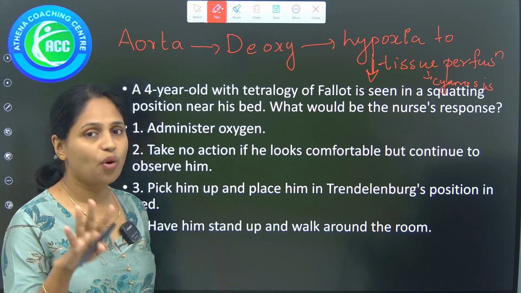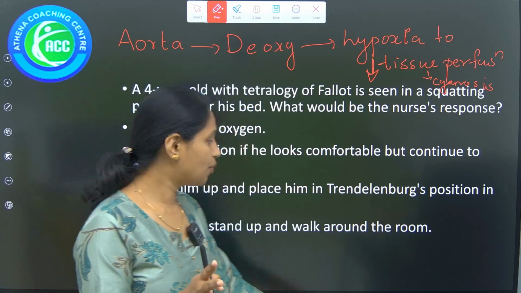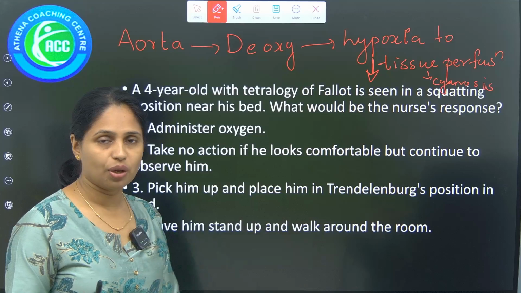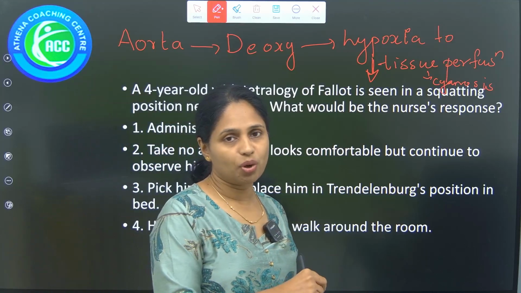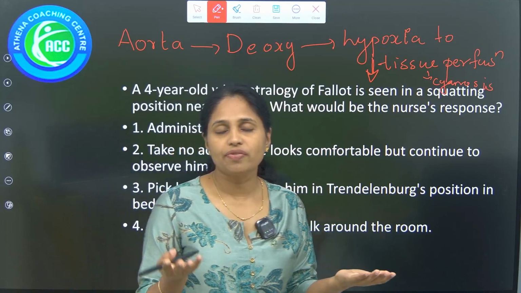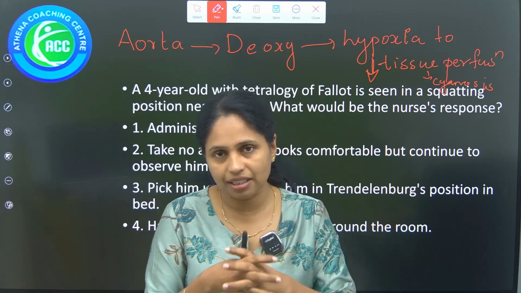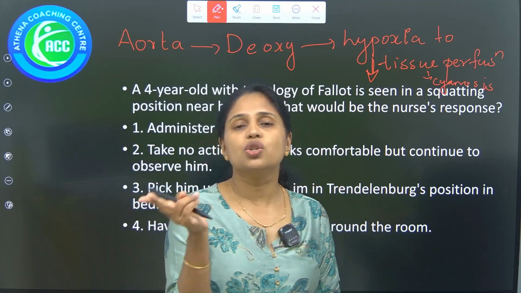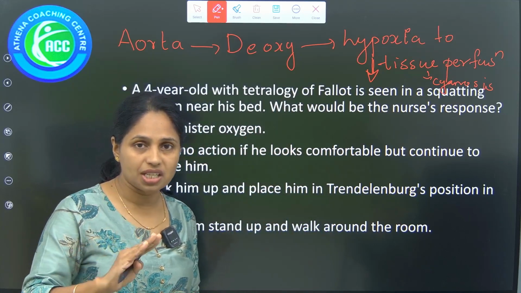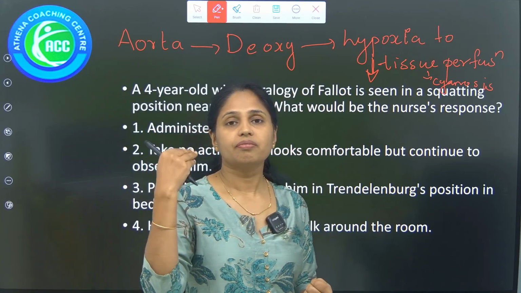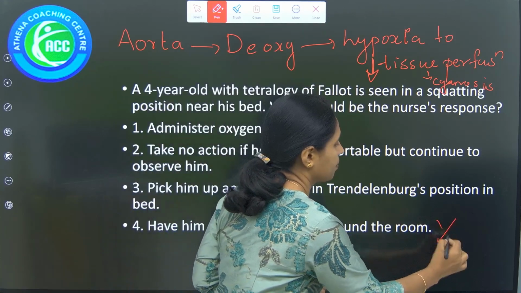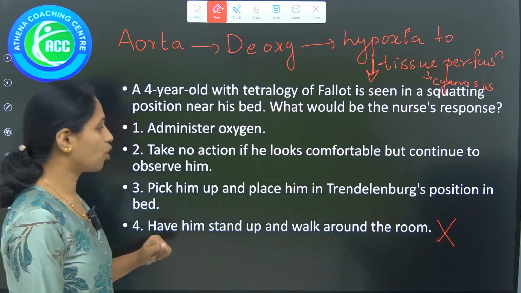Okay, so what is wrong here? The fourth one is completely wrong because in tetralogy of Fallot, rest is very important. Why? When the patient is more active, what will happen? The heart will contract and move very fast. So shunting will increase. So you have to provide rest for the patient in order to reduce cyanosis. So I'll remove the fourth option.